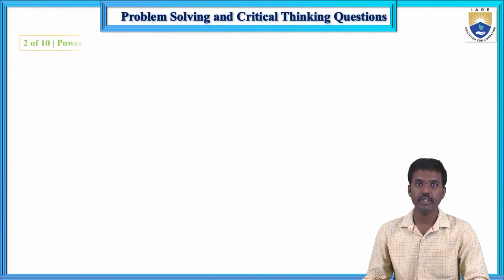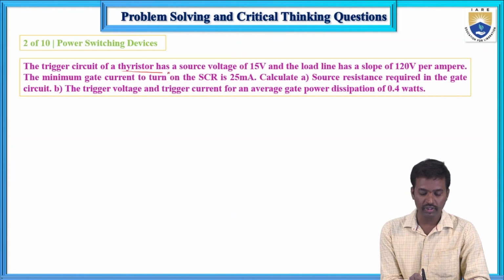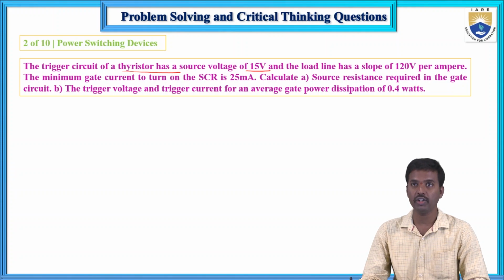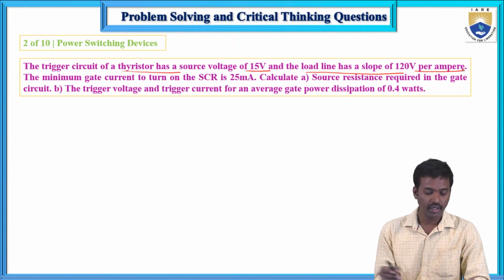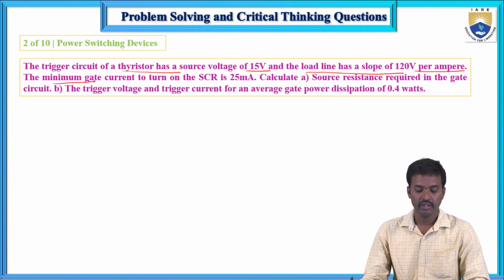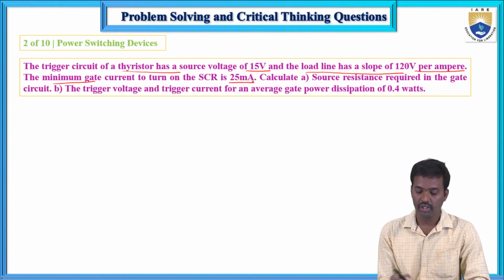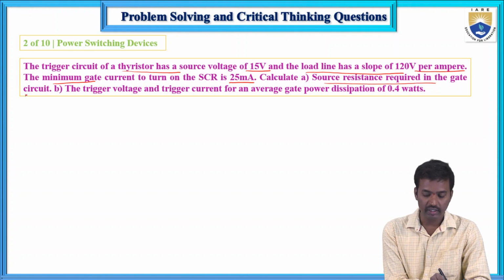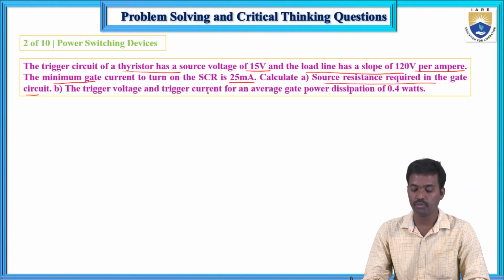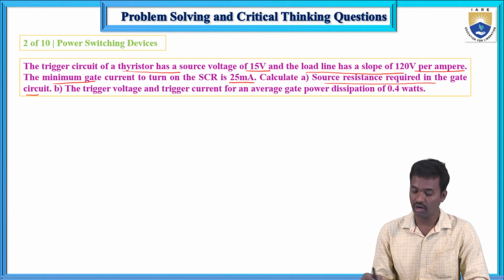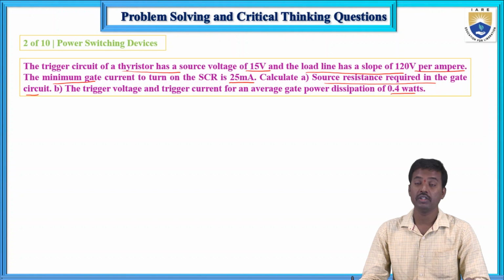Now, the second problem. The triggering circuit of a thyristor has a source voltage of 15 volts, that is Vs equals 15 volts. The load line has a slope of 120 volts per ampere. The minimum gate current to turn on the SCR is 25 milliamperes. Determine the source resistance required in the gate circuit and the triggering voltage and triggering current for an average gate power dissipation of 0.4 watts.